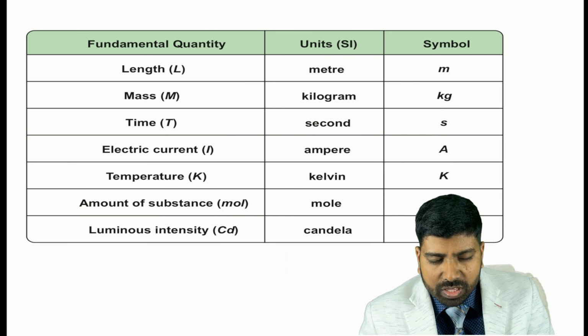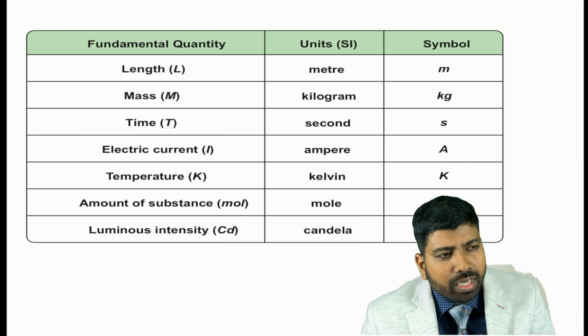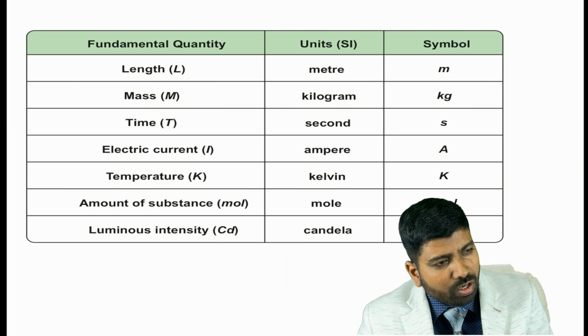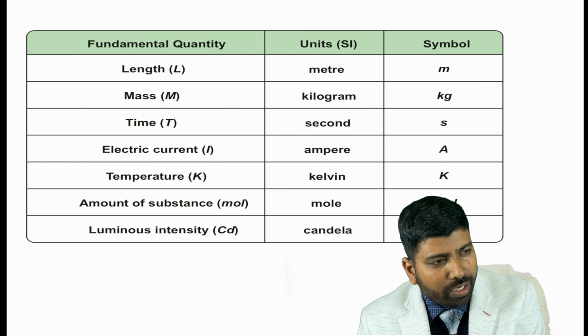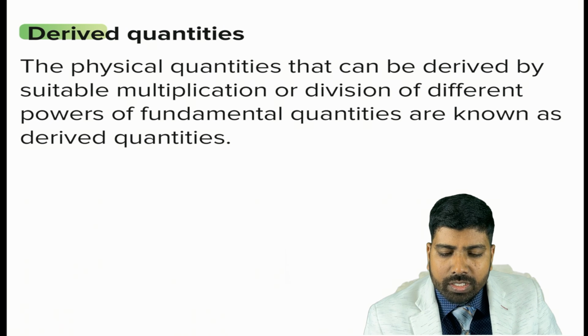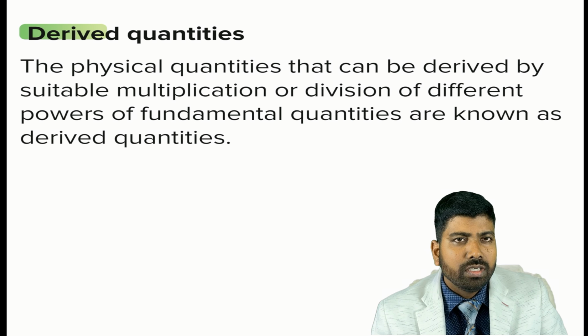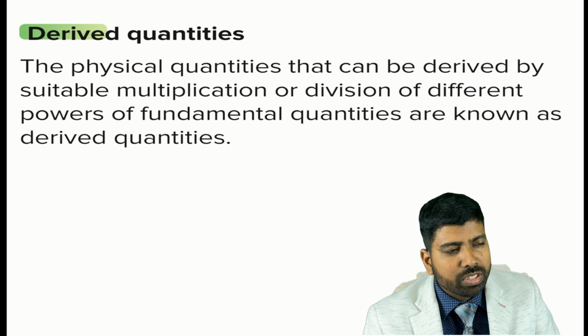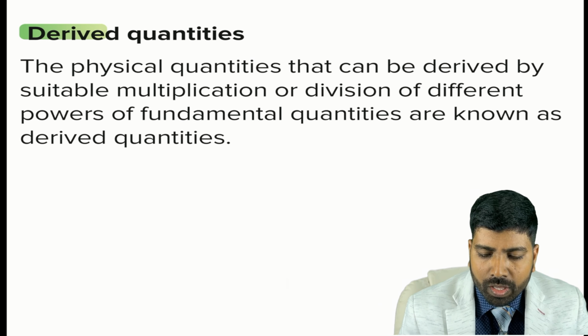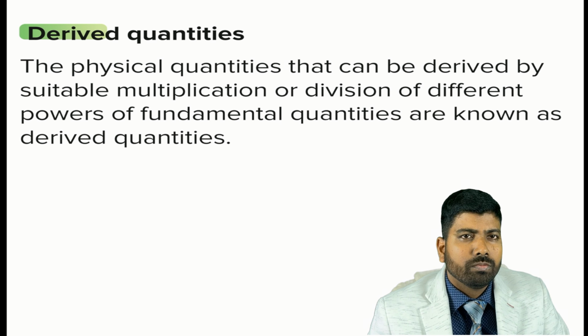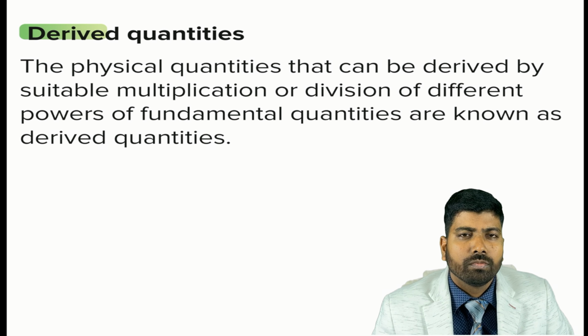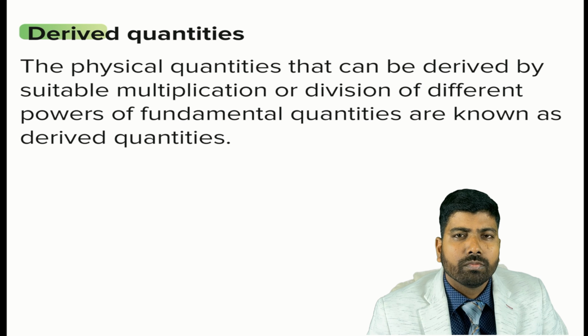Apart from these, any other physical quantities that can be explained with the help of these physical quantities are called derived quantities. The physical quantities that can be derived by suitable multiplication or division of different powers of fundamental quantities are known as derived quantities.